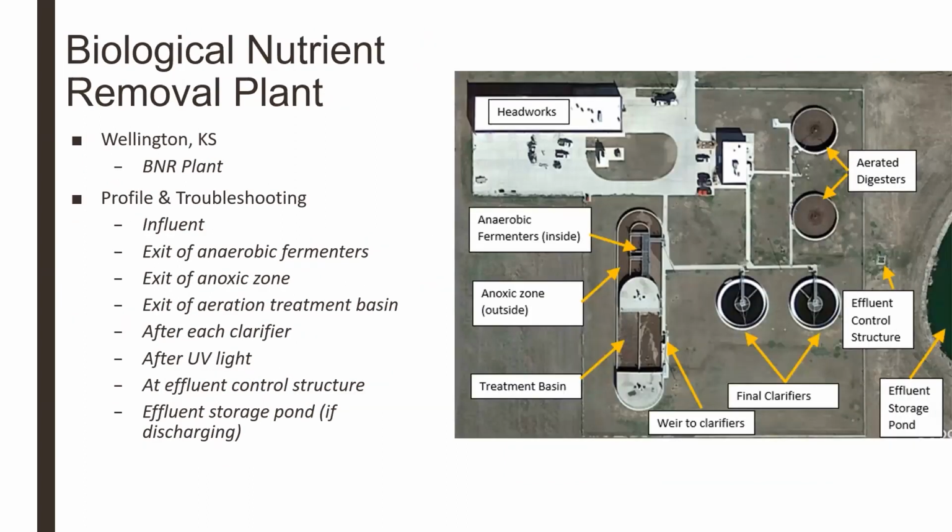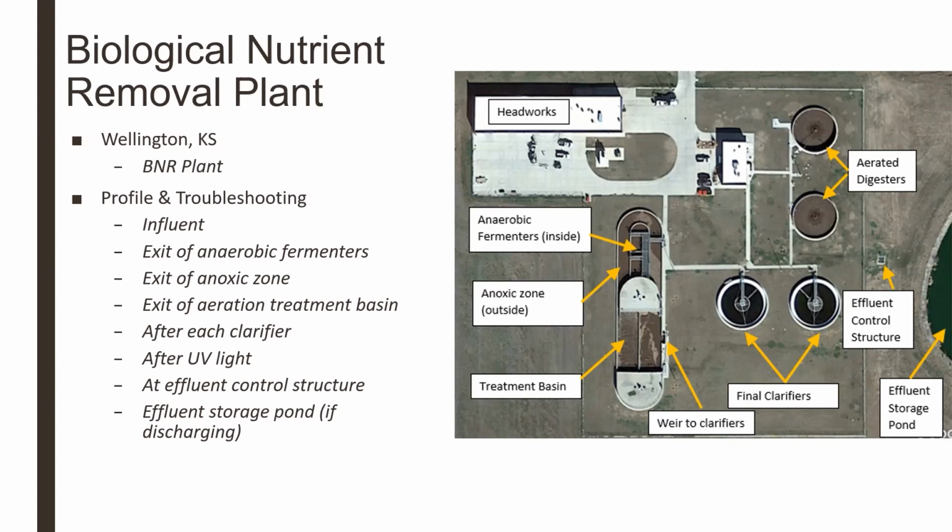Moving on to a biological nutrient removal plant. This is from Wellington, Kansas. For profile and troubleshooting, you're going to have more samples than many other facilities. Again, we are very interested in our plant influent. We are also very interested in the exit of the anaerobic fermenters. Some plants, you're going to have to devise how you're going to sample because there's not necessarily a discrete point of flow. It's important to be consistent from sample point to sample point and from week to week, month to month, where you are grabbing your samples.